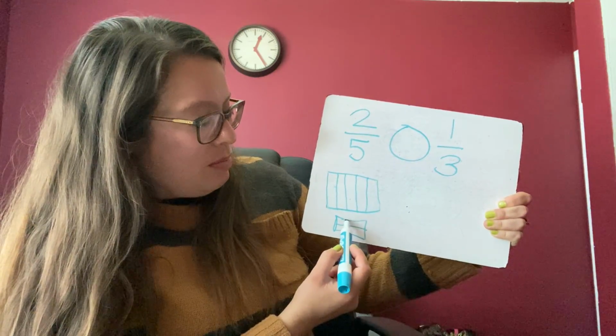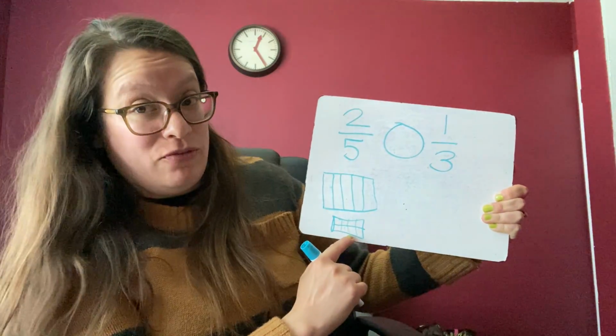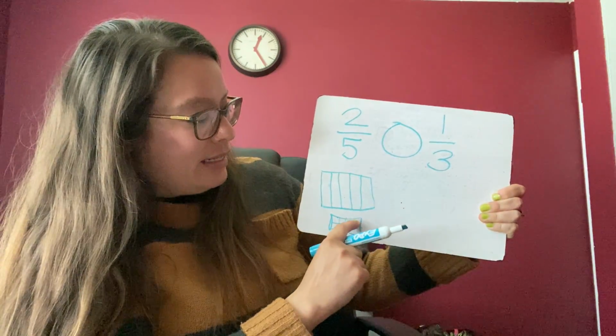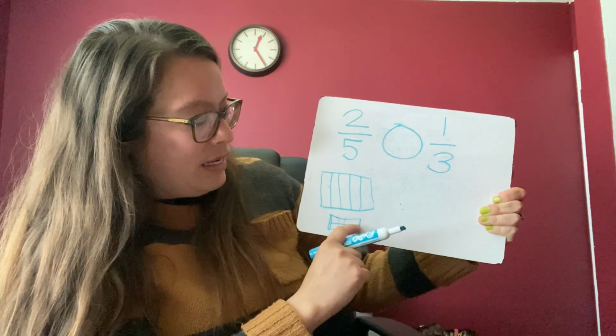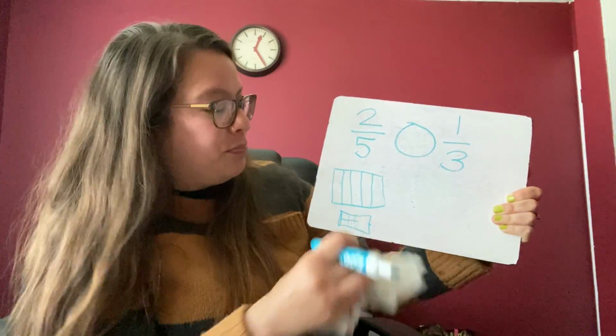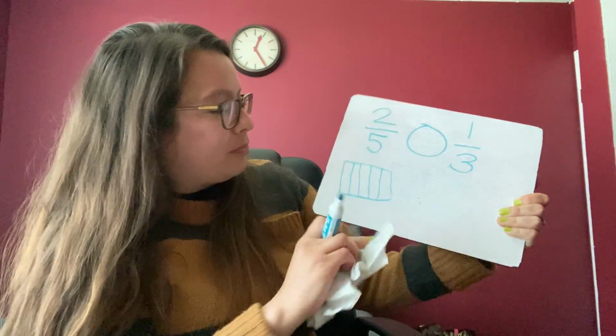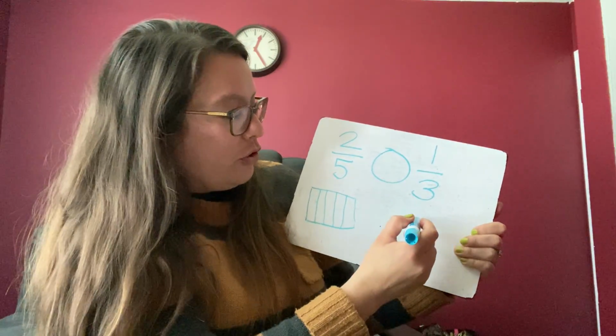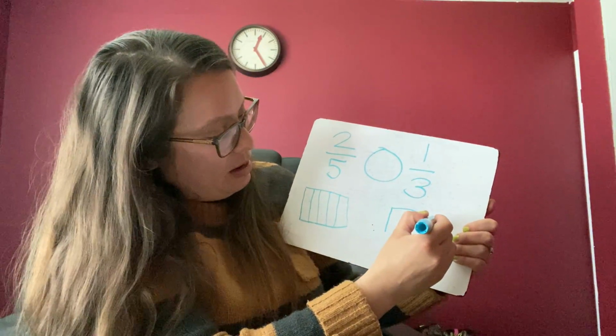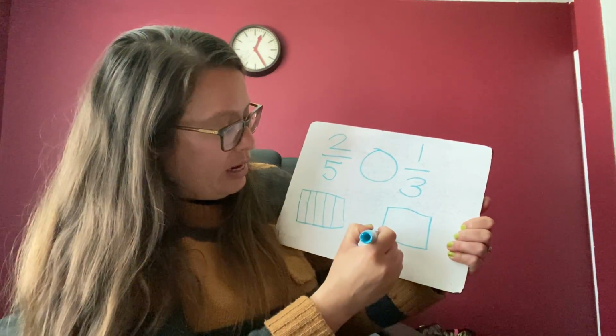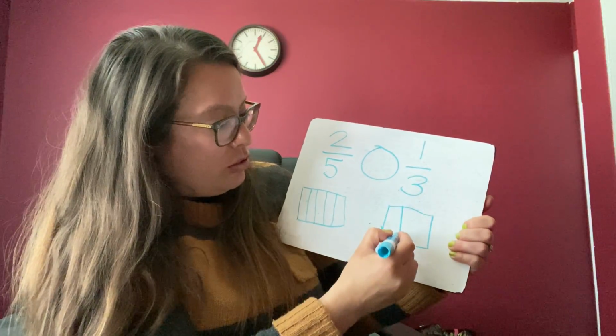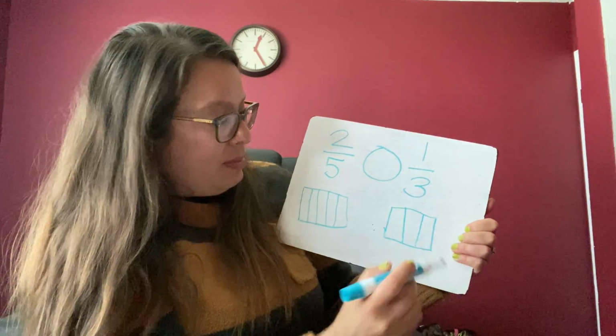Something like this, because first of all, that would be for an even number, and let's say if you wanted to do 5 pieces, that just wouldn't work. Okay. So let's do 1/3. We'll do the same congruent shape, but this one we're going to divide into 3 pieces.